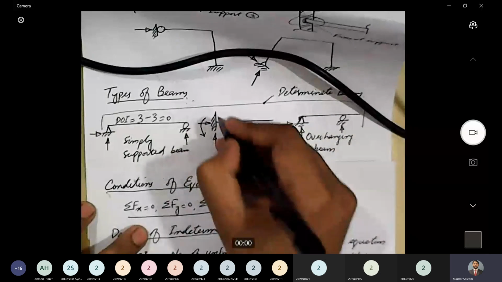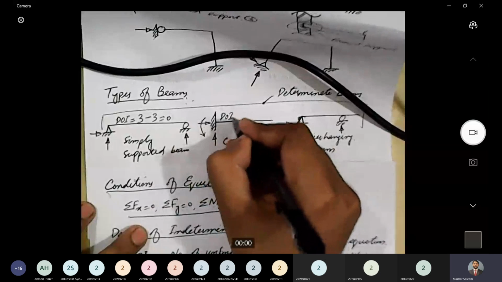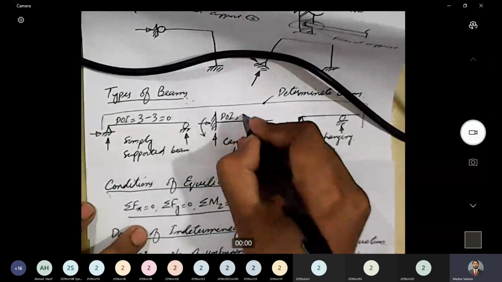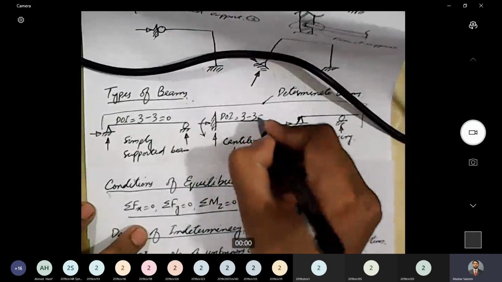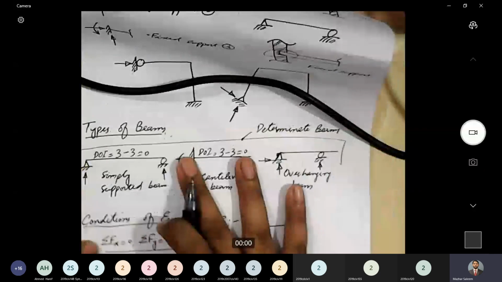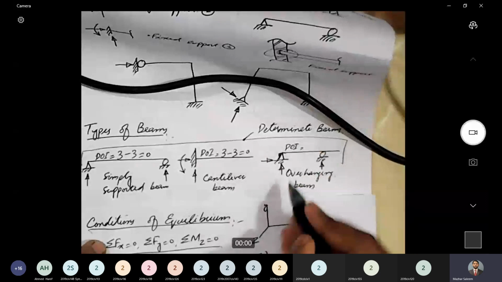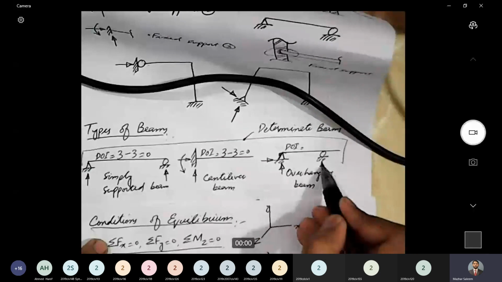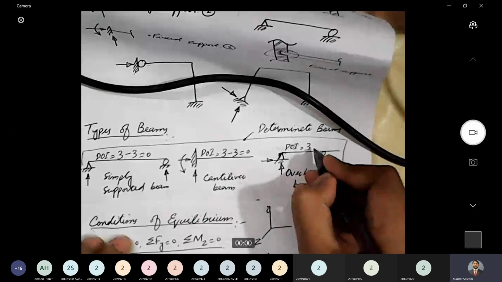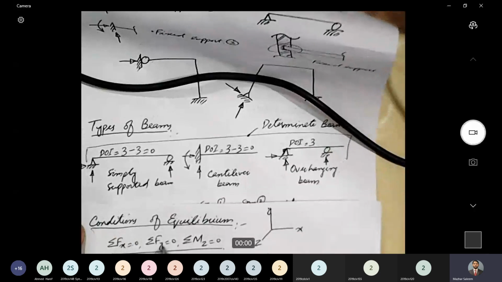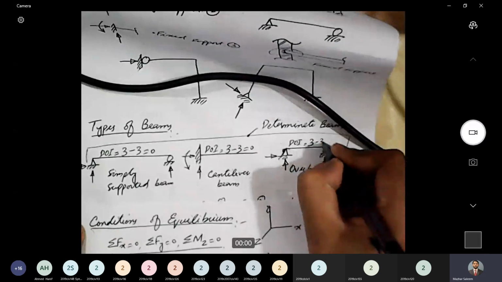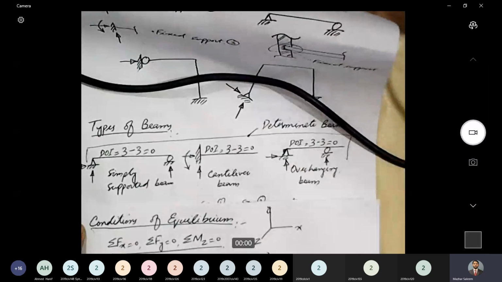So the degree of indeterminacy of a simply supported beam is 0, and that's why it is termed a determinate beam. Cantilever beam, degree of indeterminacy: how many unknowns or reactions? 3. How many equations? 3. Degree of indeterminacy is 0. Let's come to the overhanging beam. How many unknowns? 1, 2, 3. How many equations? 1, 2, 3. What is the degree of indeterminacy? 0. So the degree of indeterminacy of all determinate beams is 0. That's why we call them determinate beams.